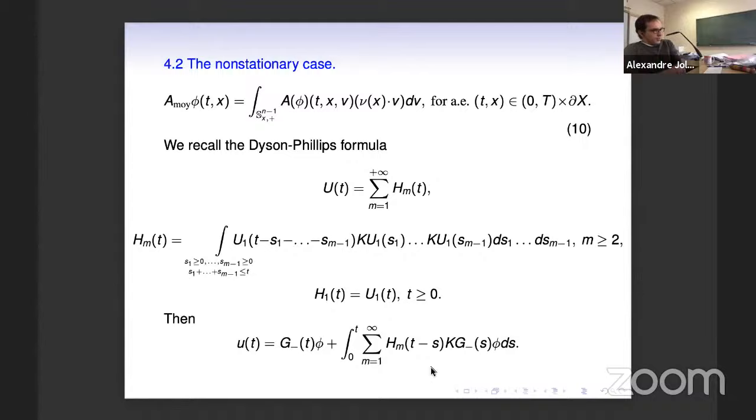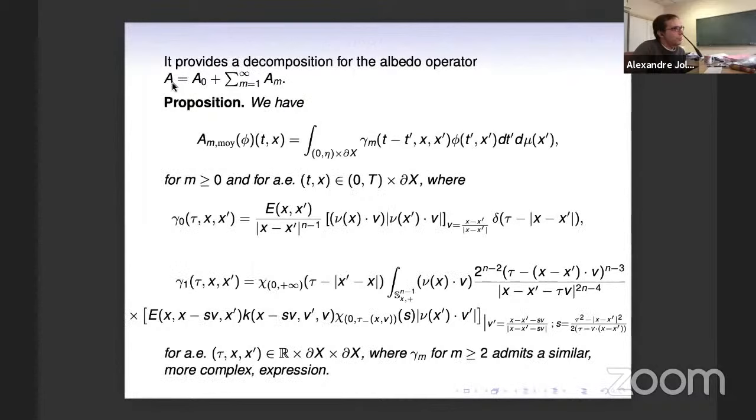And then if you consider traces at the boundary, you obtain a decomposition of the albedo operator, which is given by this. So A is A0 plus a sum of AM, and each AM has a distribution kernel gamma M. You have an explicit formula for each gamma M, but we are only interested in the first ones. The first one is gamma zero, which is given by this formula, and gamma one is given by this formula.